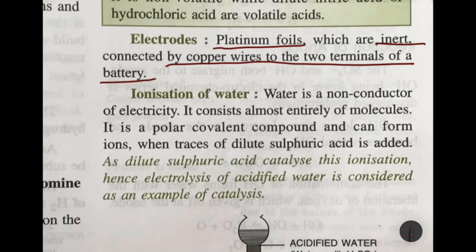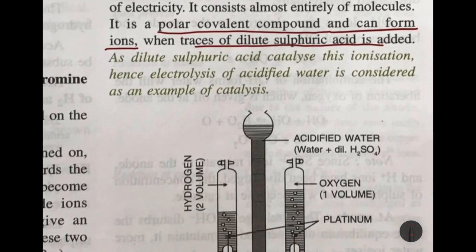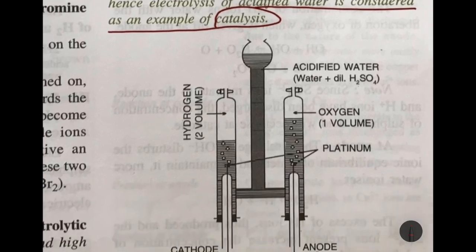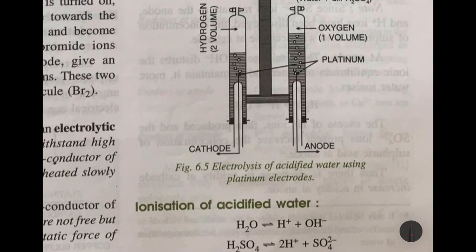But you know that water is a polar covalent compound and can form ions. Especially when traces of dilute sulfuric acid are added, more ions will be formed. Dilute sulfuric acid catalyzes this ionization, that means it helps the water to turn into ions. So electrolysis of acidified water is also known as a catalysis reaction. It is an example of a catalysis reaction.